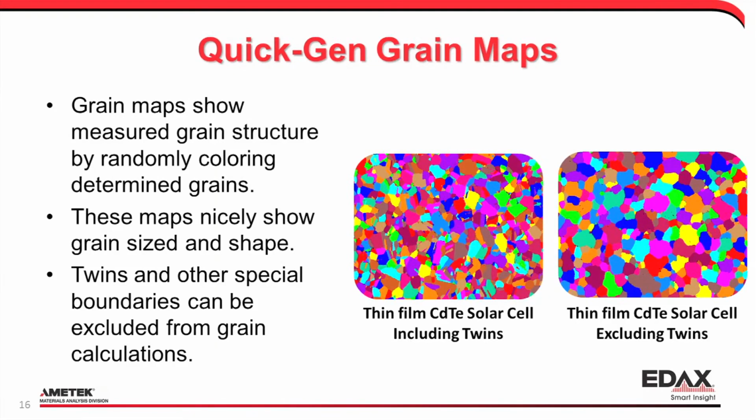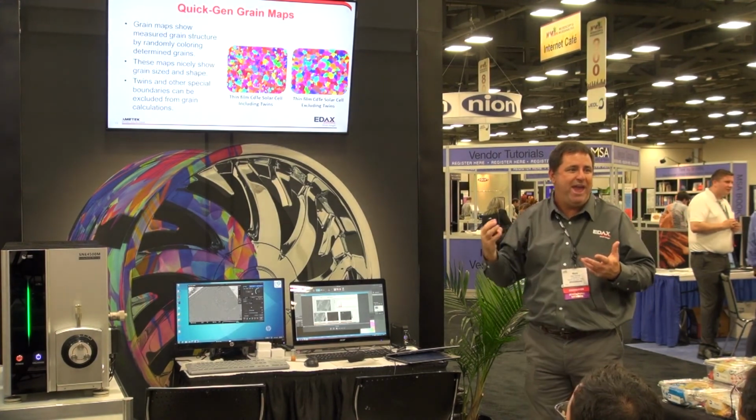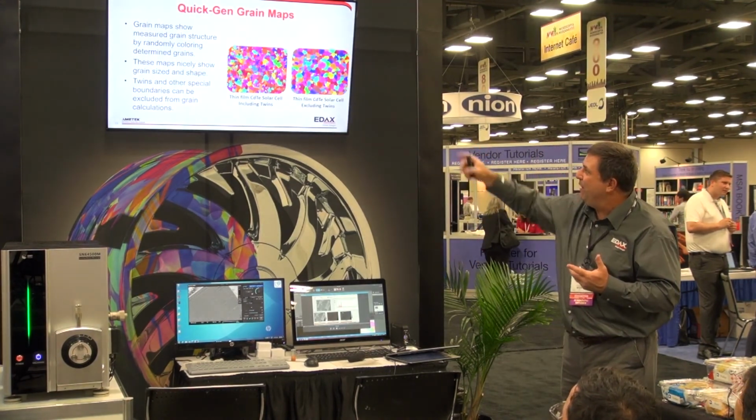So when we think about grain size, if we ignore twin boundaries, we'll get a different grain structure on the right than we would if we include them. And so when we think about recombination effects, this grain size on the right more fully describes how it will behave as a solar cell than the grain structure on the left.